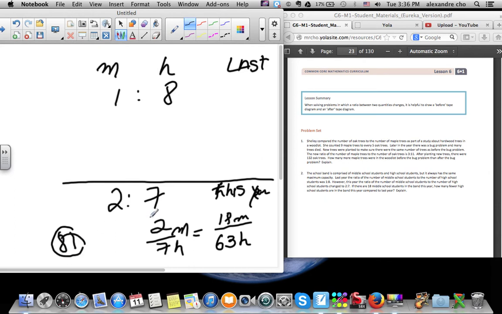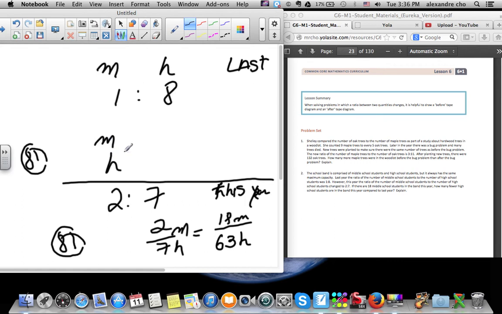And it also tells me that the number of students don't change. So this year there's 81 students. Last year there were also 81 students. All right, that piece of information is very important. So let's go back to last year and we can create a tape diagram.